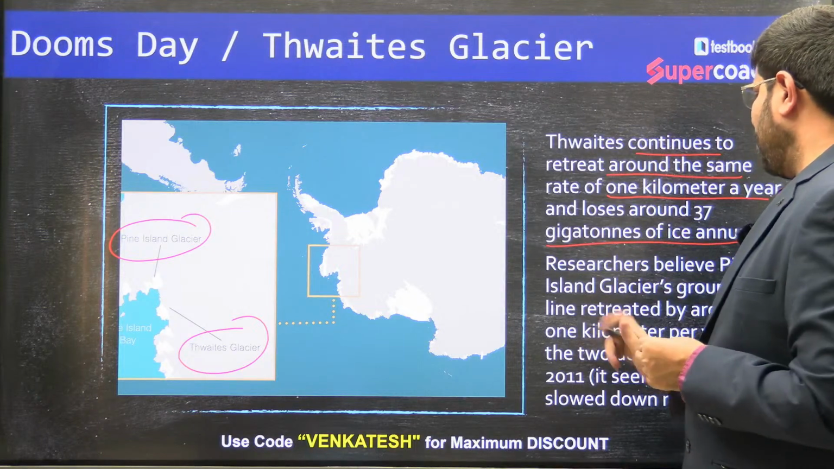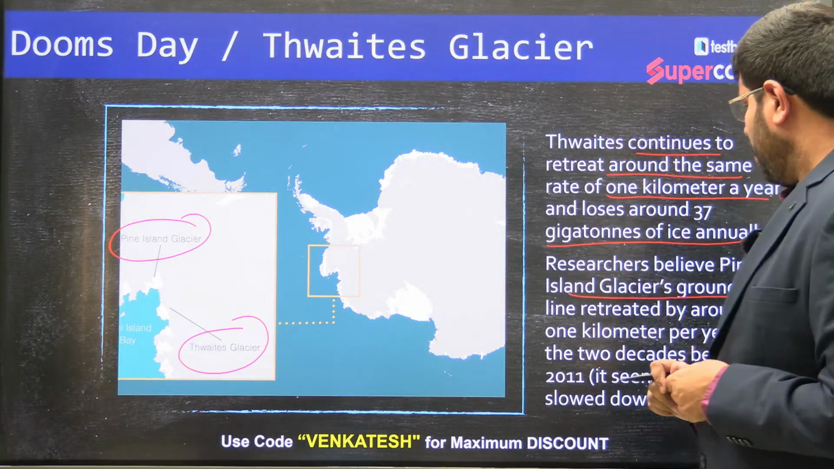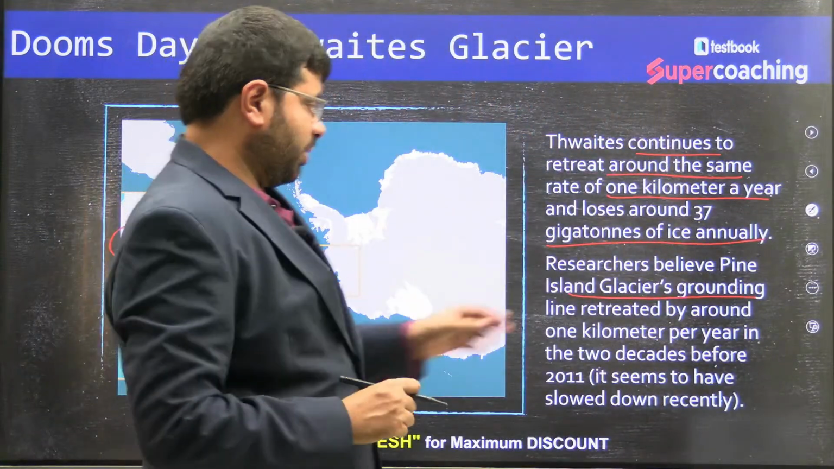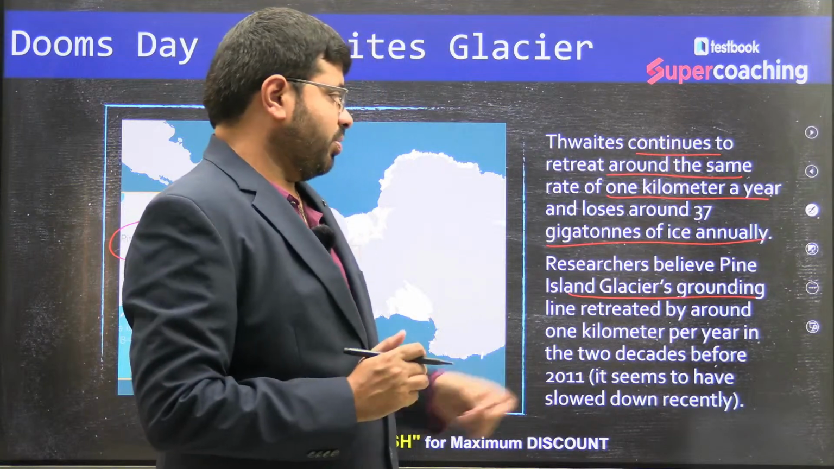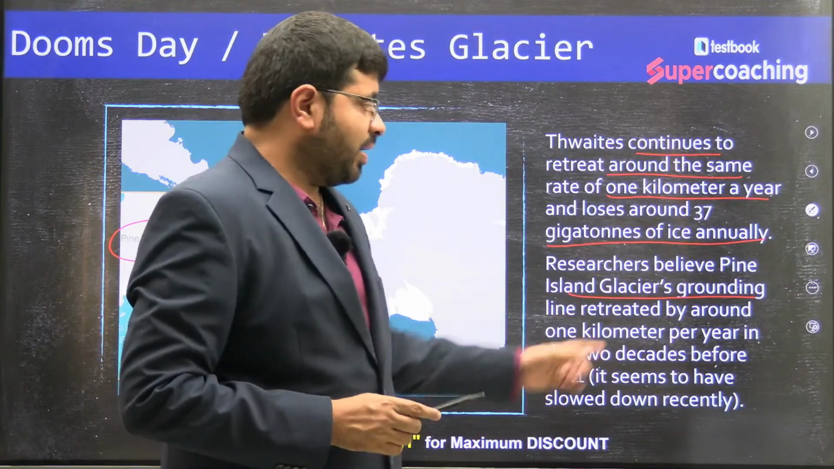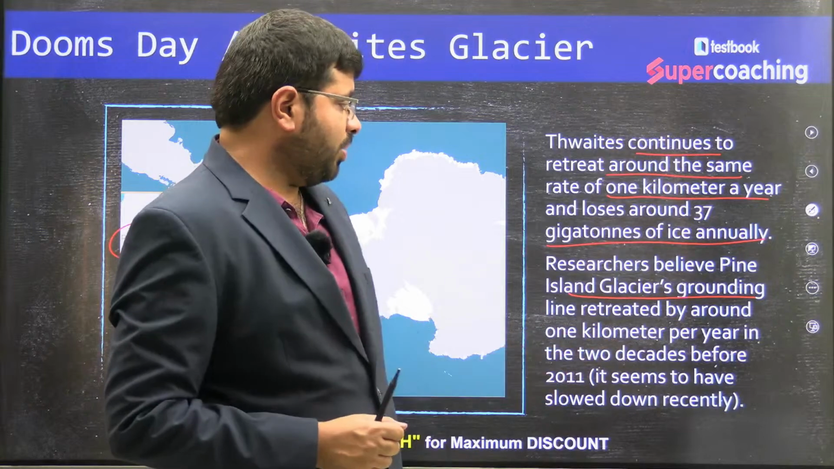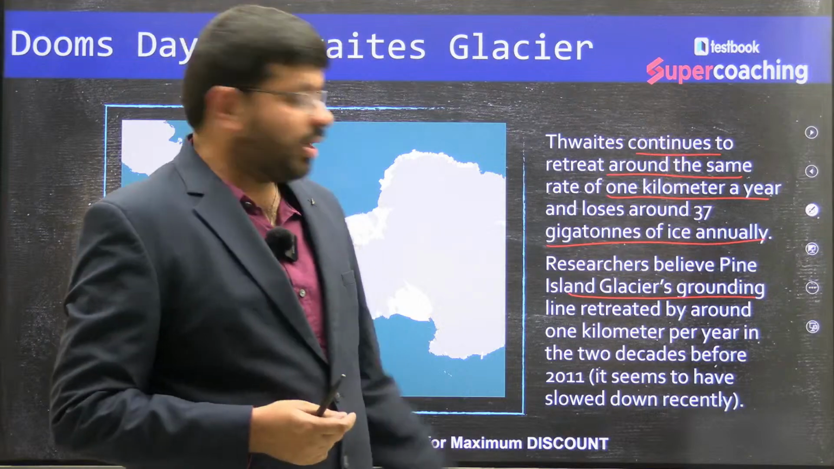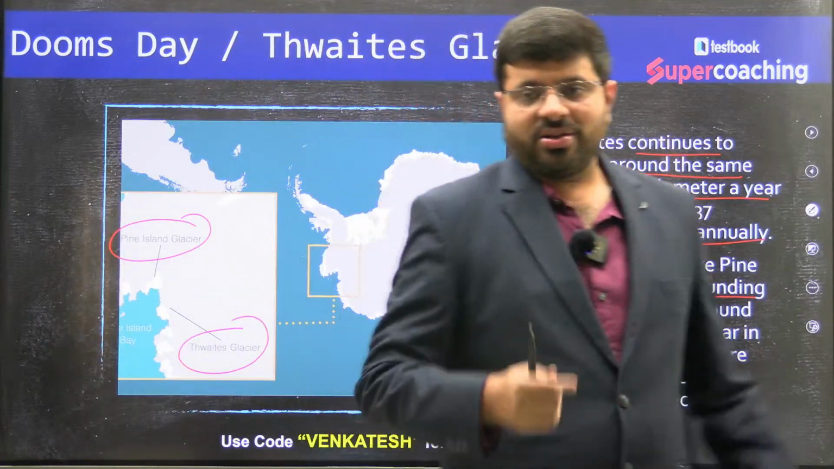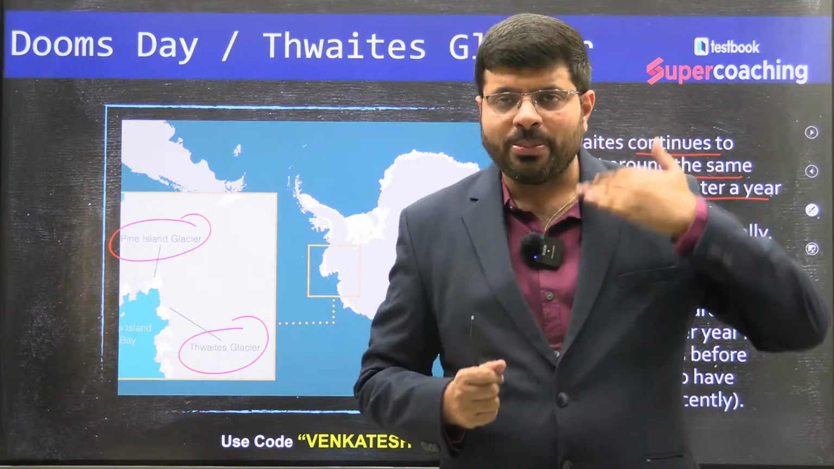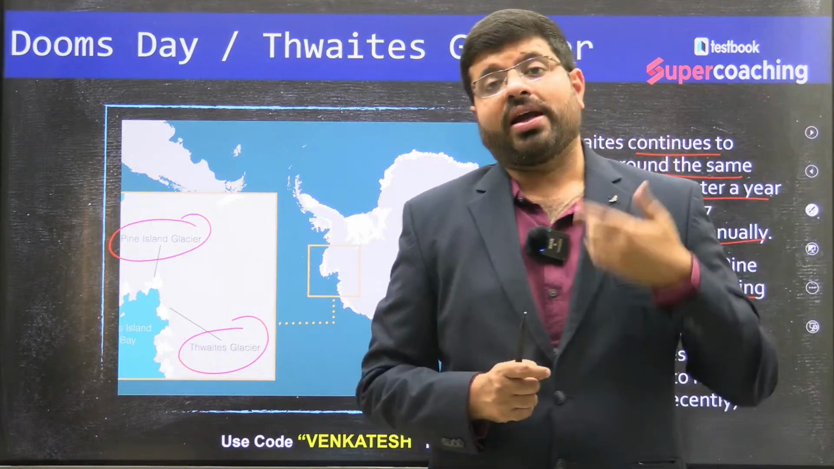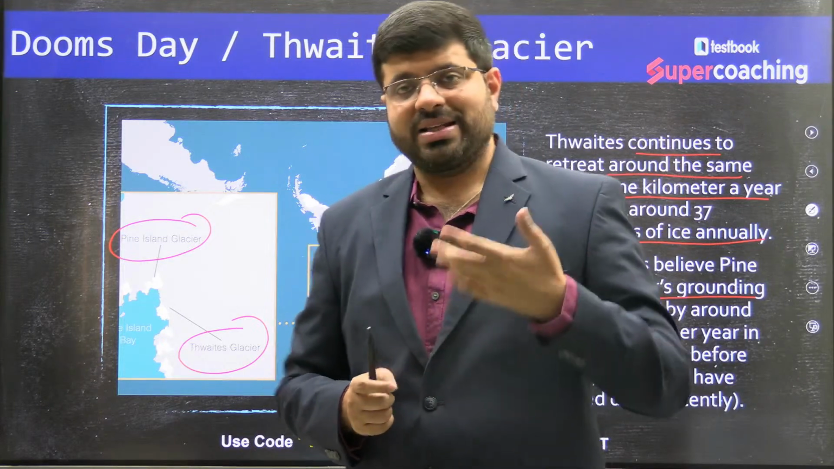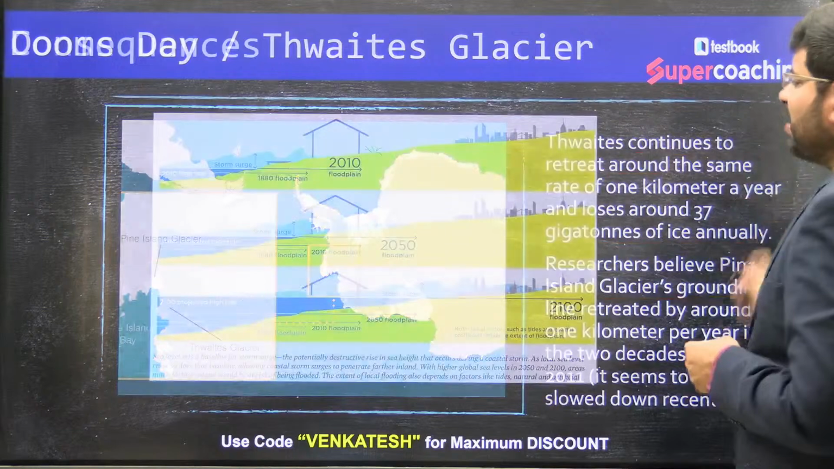So researchers believe Pine Island Glacier's grounding line retreated by around 1 kilometer per year in the 2 decades before 2011. Though it seems to have slowed down recently, the grounding line is going deeper into the landmass of Antarctica. In other words, ice is converting more into water. That is the reason why it is leading to consequences.